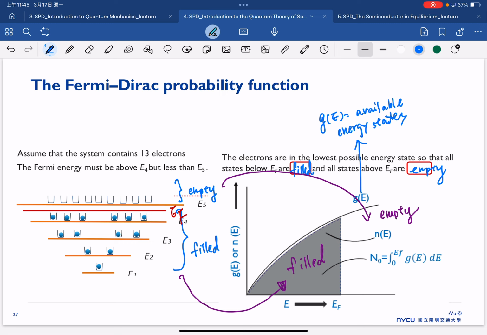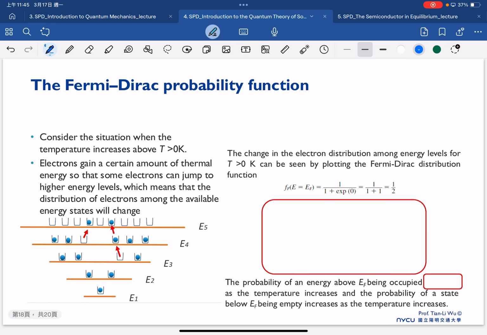But in the previous case, we considered T equal to 0 K, which is an extremely ideal case, because in a real system, T is always larger than 0 K. Once T is larger than 0 K, the electrons gain a certain amount of thermal energy, so some electrons can jump to a higher energy level, and the electrons among the available energy states will change.